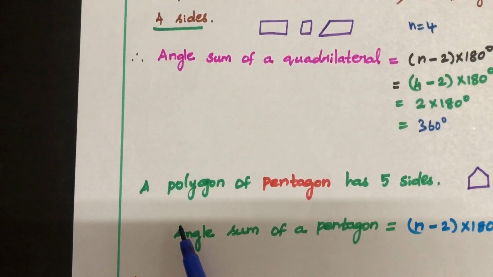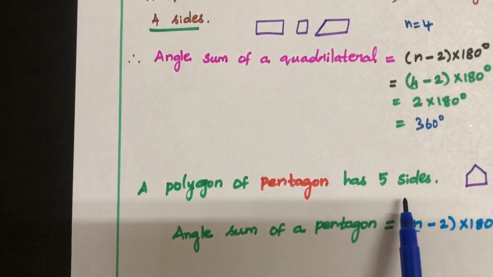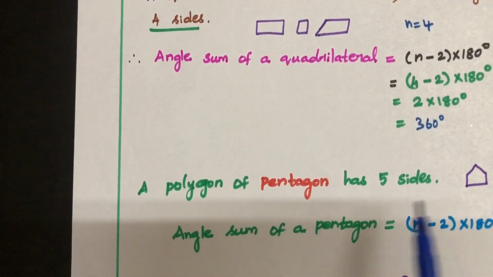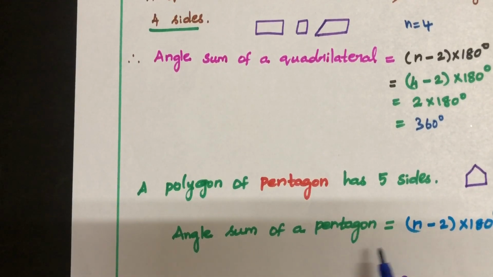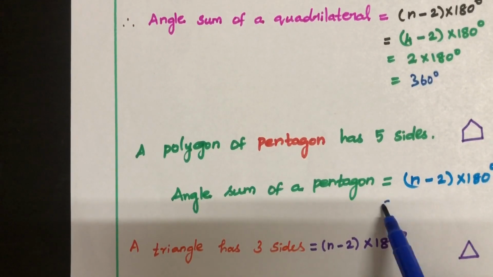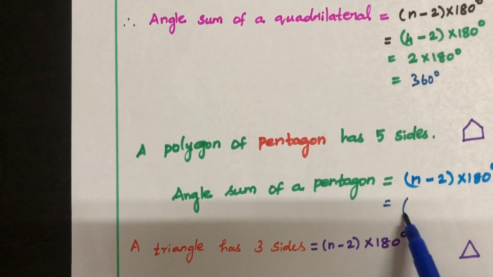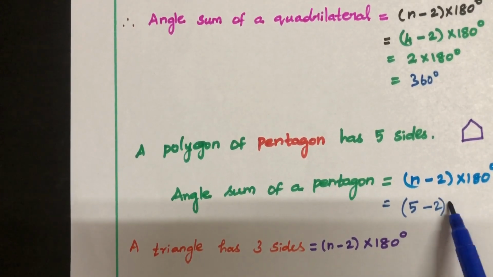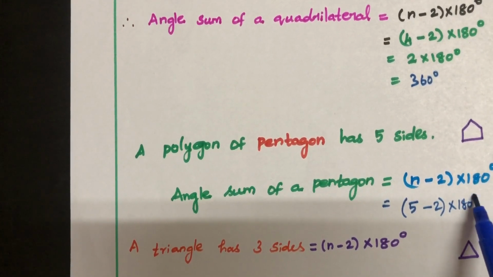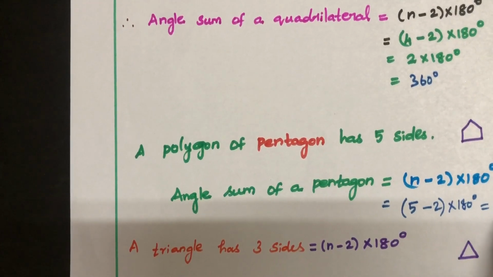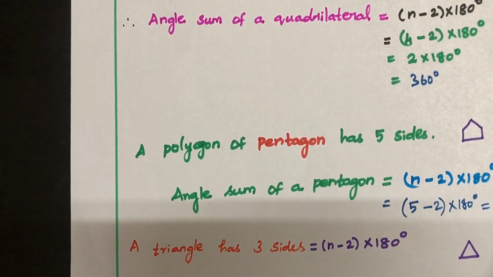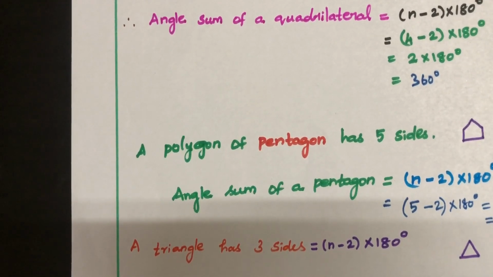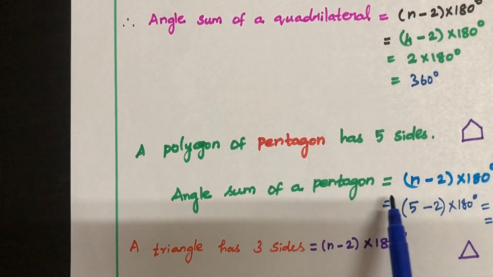Next, a pentagon has how many sides? 5 sides, right? If it has 5 sides, what is the angle sum of a pentagon? In the place of n, put 5. n means number of sides. (5 minus 2) into 180 degrees, which is equal to 3 into 180 degrees, which is equal to 540 degrees. So 540 degrees is the angle sum of a pentagon.